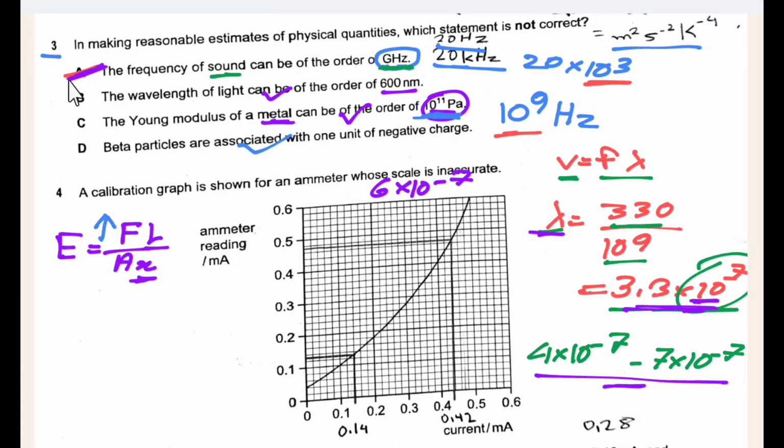The only statement that is wrong is statement A, because the frequency of sound cannot be that much higher, that is gigahertz, and if the frequency is gigahertz, then the wavelength becomes equal to the wavelength of light. So this statement is wrong because the wavelength of sound is much higher than the wavelength of light.